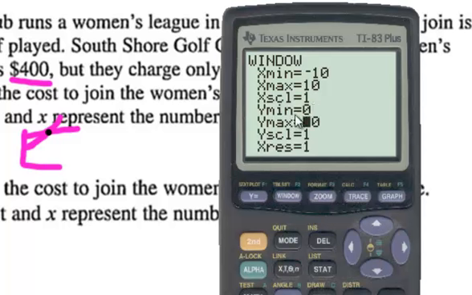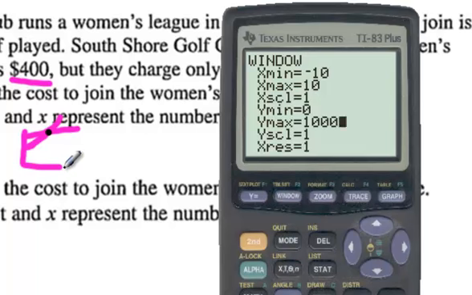But the maximum, we want the maximum to be way higher than 300 because we want to see where these two lines meet. So make it really, really high. Make it much higher than 300. Let's say like 1,000.